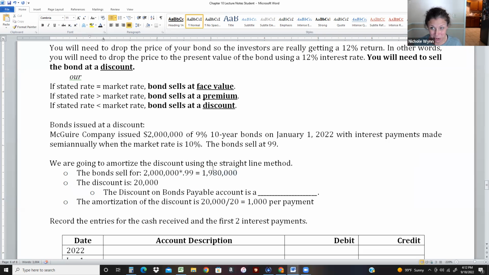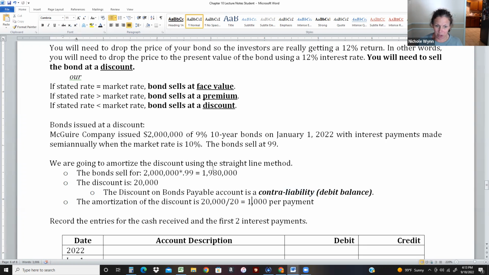So we are going to have a new T account. And the name of that account is going to be called Discount on Bonds Payable. So discount is a contra liability. Now we've never had one of those before. Contra liabilities will have a debit balance. That's because liabilities are credits. So a contra is the opposite. So the opposite of a liability is a debit. So a contra liability will reduce a liability.